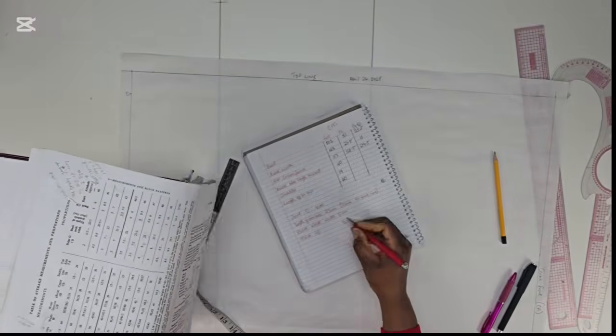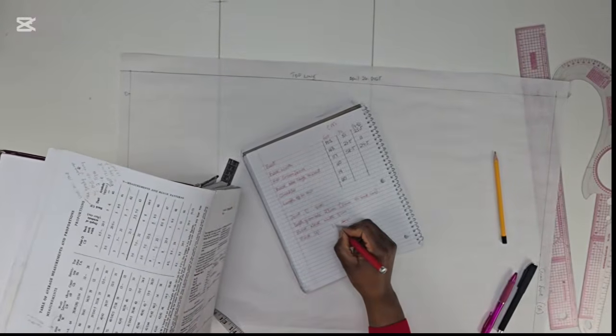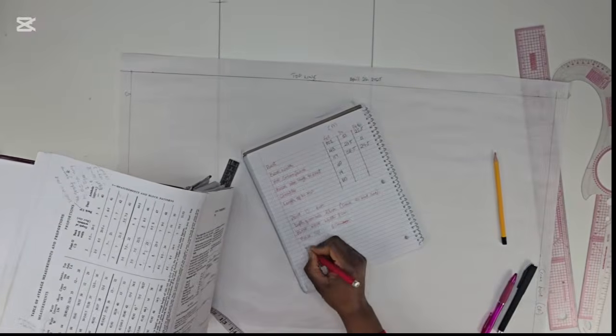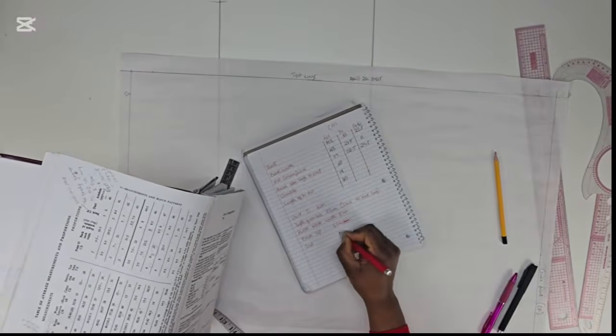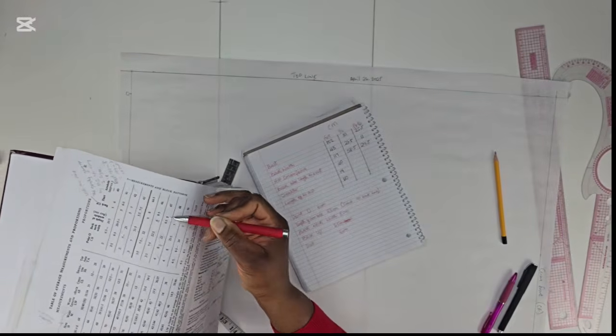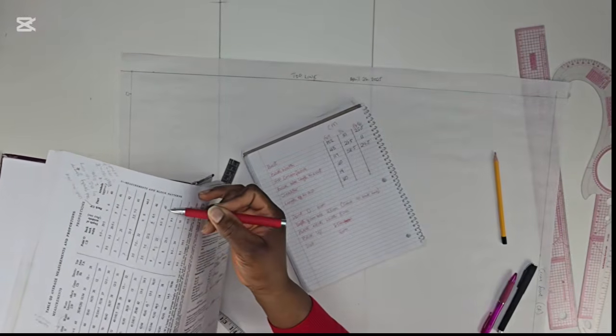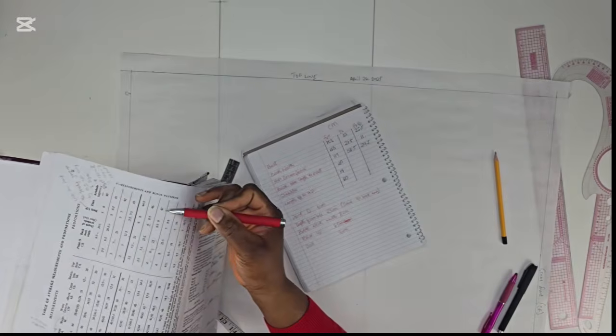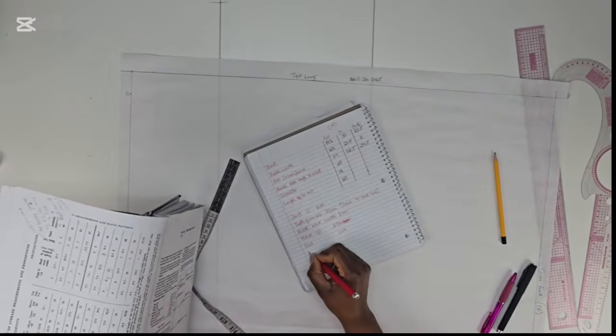Sorry, back underarm point is 6.5, not 9 cm. Sorry about that. 6.5 cm is the back underarm point; the dart is 9 cm. Sorry about that. So back underarm point 6.5 cm. The dart is 9 cm. And then the approximated armhole is 47 cm. So I'll just put that down.